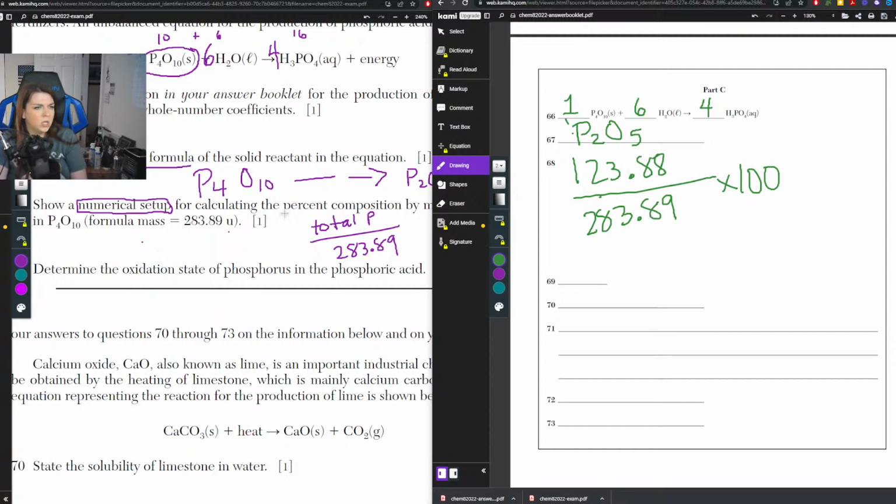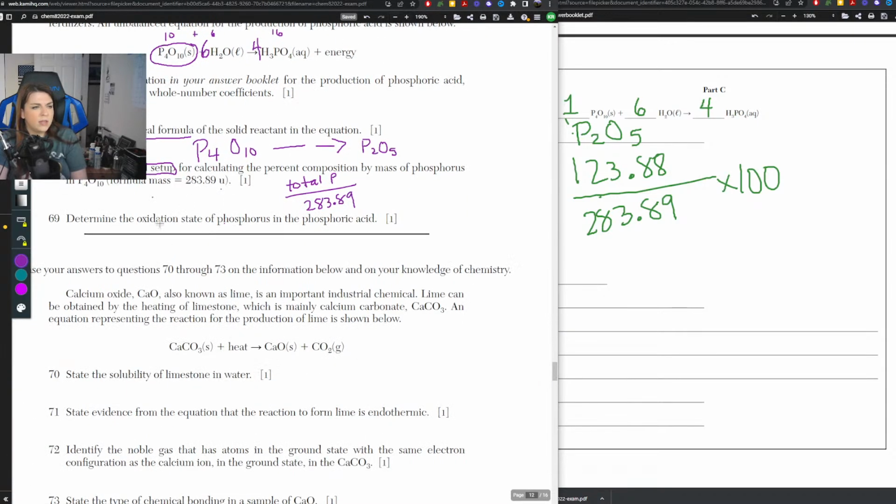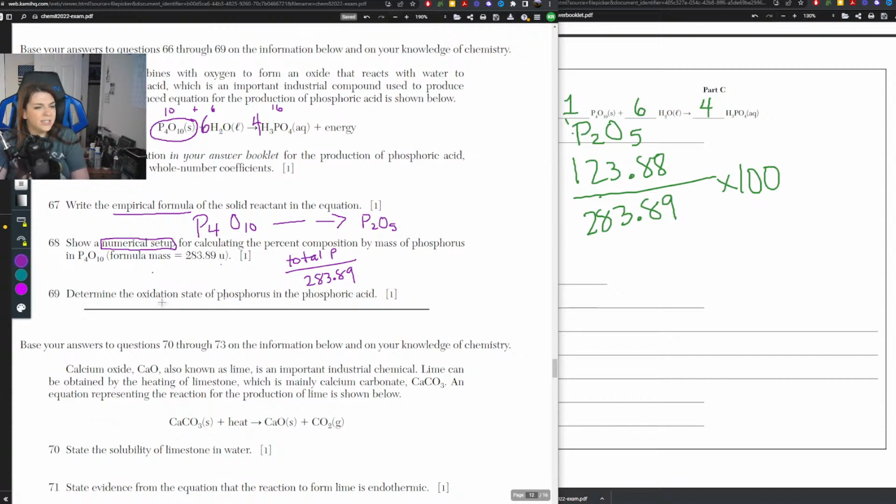Okay. Strange. Okay, and then for question 69 rather, determine the oxidation state of phosphorus in phosphoric acid. I love oxidation states, honestly. I use what I call a QCT chart, quantity, charge, and total. It told us that it forms phosphoric acid, so it's telling us that the formula is H3PO4. So I list all of my elements, and then I do my quantities. I have 3 hydrogens, 1 phosphorus, and 4 oxygens.